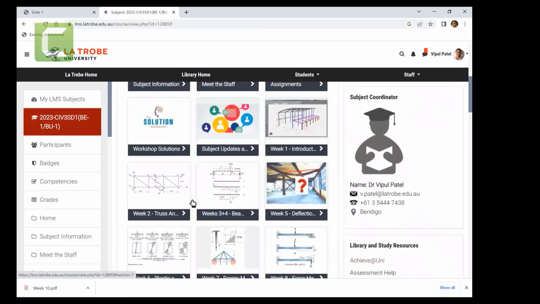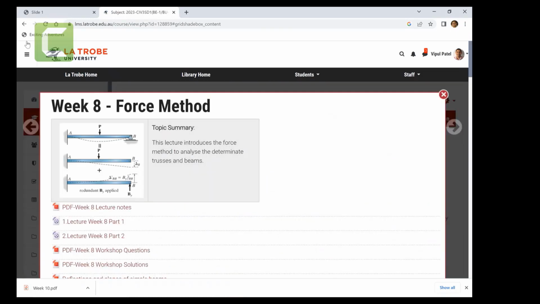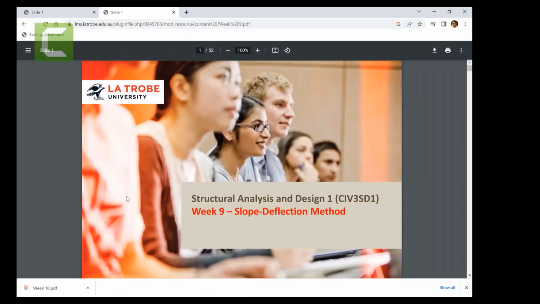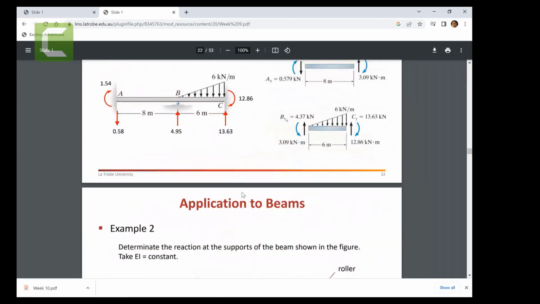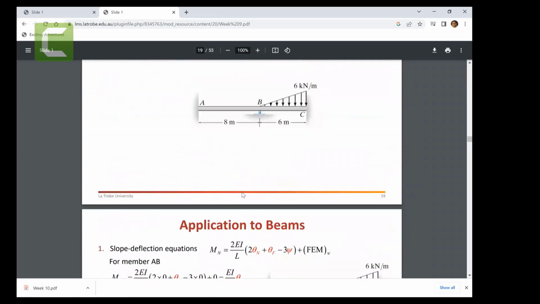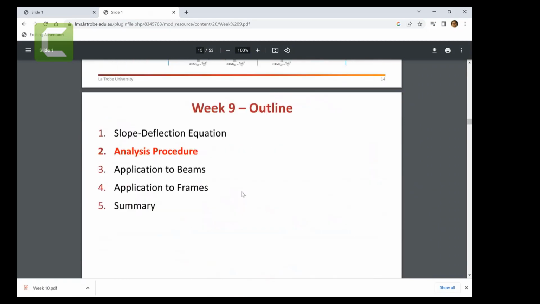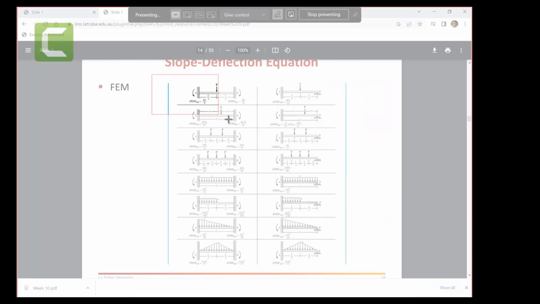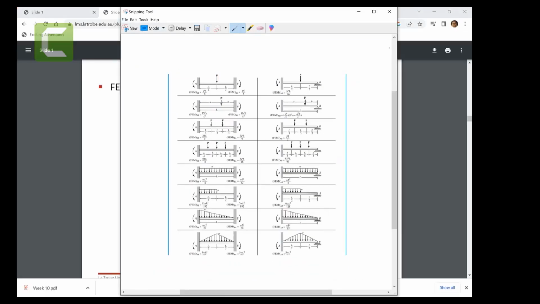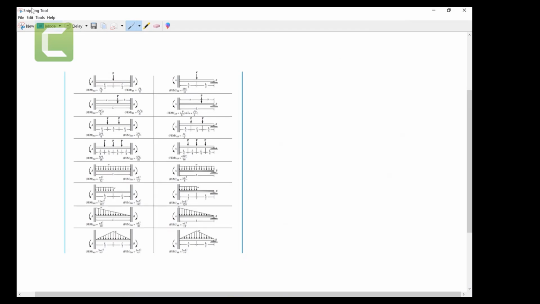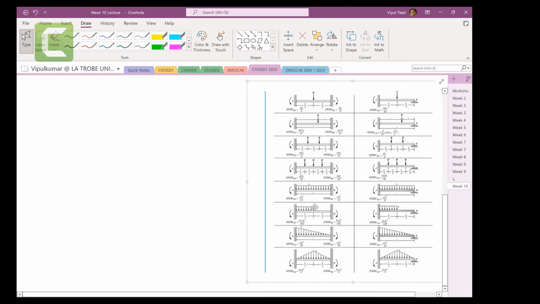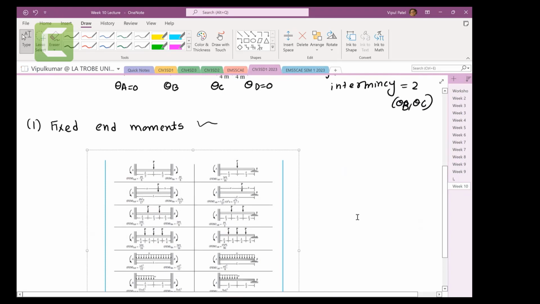Last week we have week number, sorry, week number 9, and in that one we have these tables. Sorry, you need to go to week number 9 to get that table, please. Where is the tables? Oh, here you go. That is your tables that you have. Let me get these fixed end moments tables for you. Copy and let's get these tables here. So this is the fixed end moments tables.